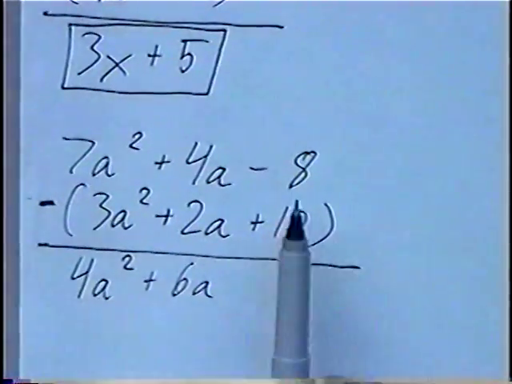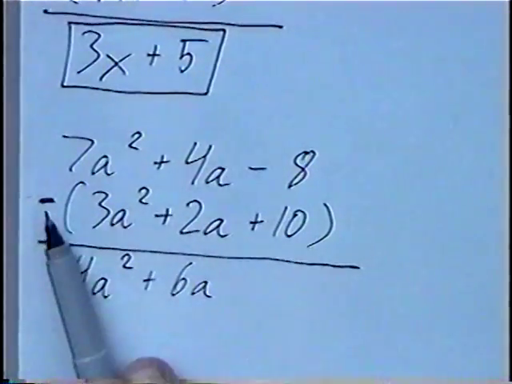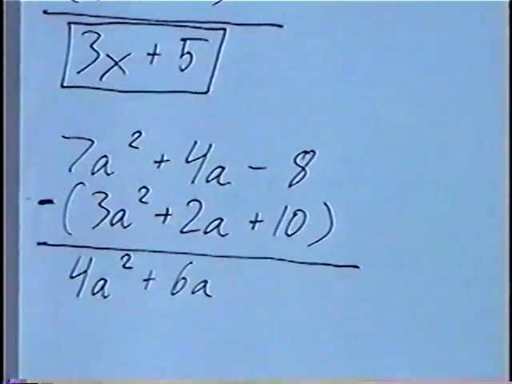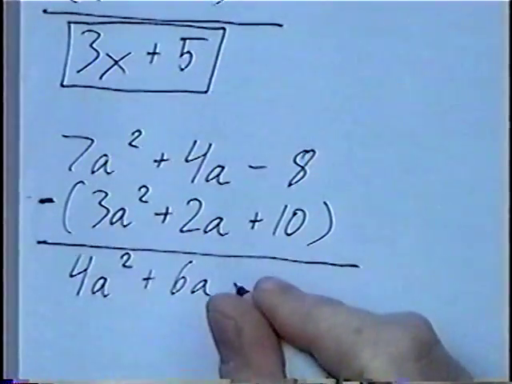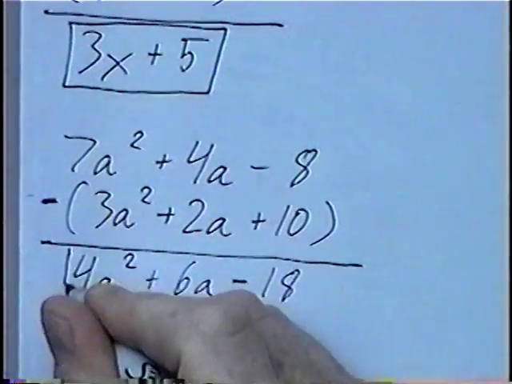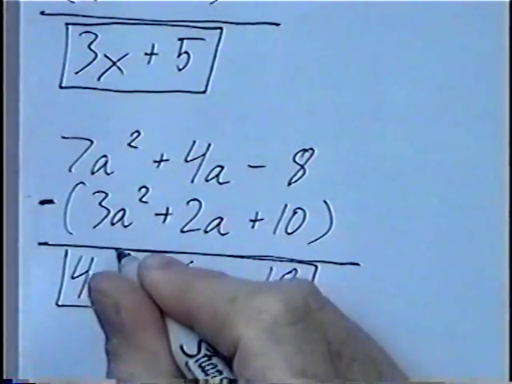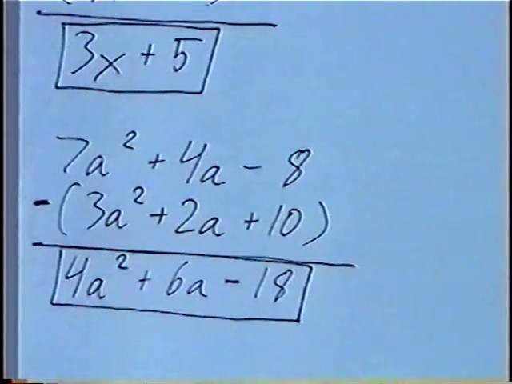And last term, negative 8 minus 10. Both have the same signs, so we can add those, and we'll have minus 18. So our final answer, 4a squared plus 6a minus 18.